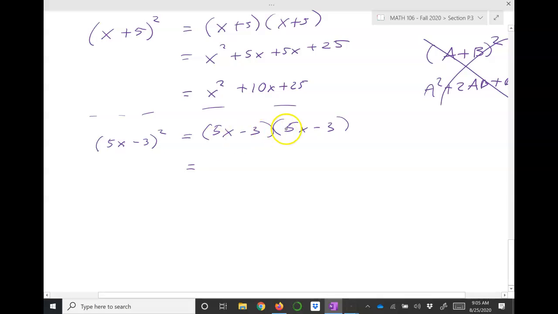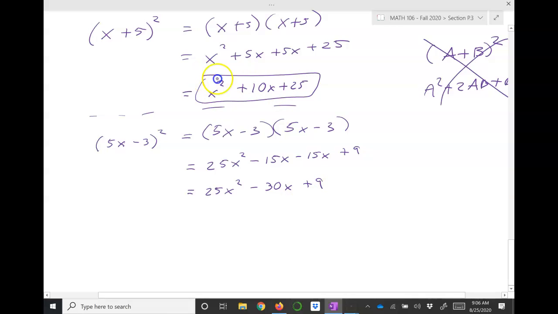All right, so we'll do it. So 5x times 5x, we get 25x squared. The outer term's negative 15x. So we know the inner terms will be also negative 15x. And then negative 3 times negative 3 is a plus 9. So we get 25x squared minus 30x plus 9. That's it. So those ones really aren't special at all. Any questions there? Okay.